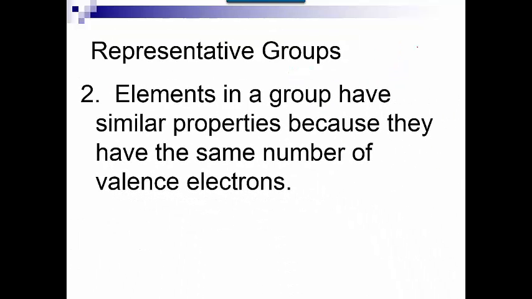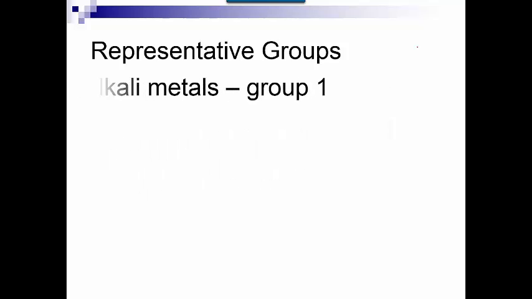Now, elements that are in the same group, and remember, groups are the same ones going up and down within a column, are going to have similar properties because, again, we call them a family for a reason. They have similar properties. But one of the things that they have in common is that they do have the same number of valence electrons. So that's one of the family characteristics or traits.